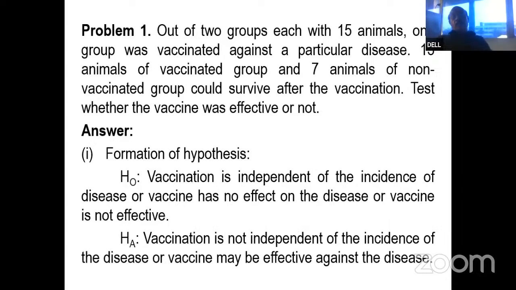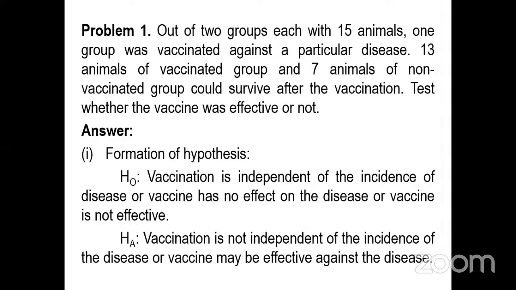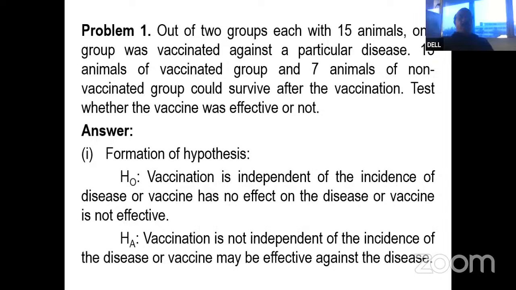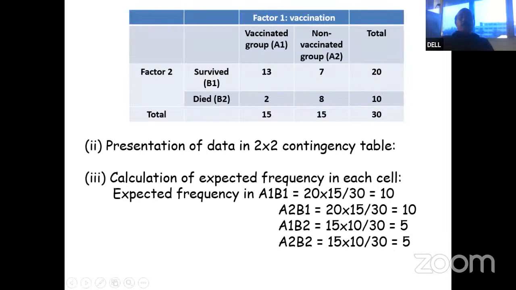In this particular case, we take that vaccination is not effective. You have to consider the null hypothesis, because if it is effective, there is no need to go for a test. Taking the assumption that vaccination is independent, that means there is no association between the two, or no effect of the vaccination on the disease, the alternative is against that. Whatever data is given, we present in a tabular form.